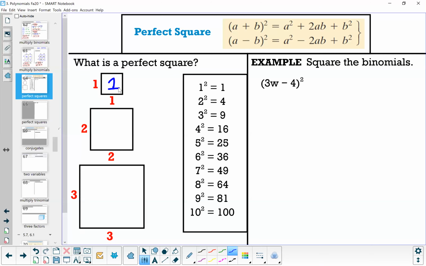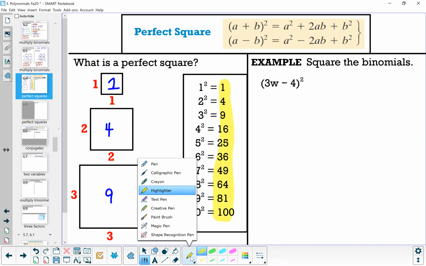So that one is a perfect square, or the area of the next square that has two. 2 times 2 gives me an area of 4. The result, or the area of this square, is the perfect square. 3 times 3 gives me 9. The area of this square is the perfect square. The result is the perfect square. So I've listed a number of perfect squares here from squaring 1 all the way through 10.